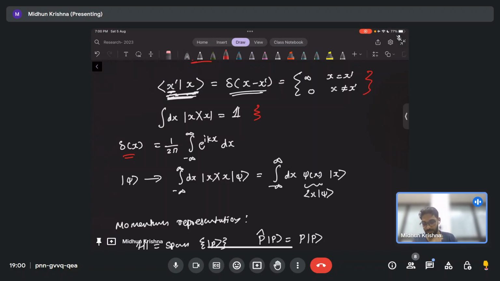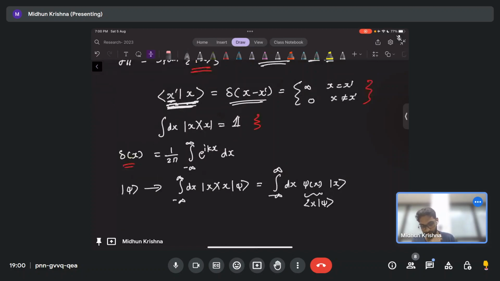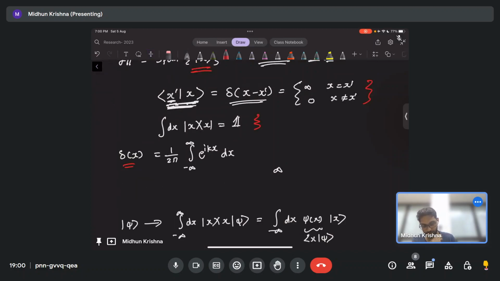Okay, now let's do the trick that we did earlier. Maybe make some space here. We know the state psi. We can apply the identity operator on it, identity acting on psi. We just saw the identity is this thing, so it's the integral dx of |x><x| acting on psi.